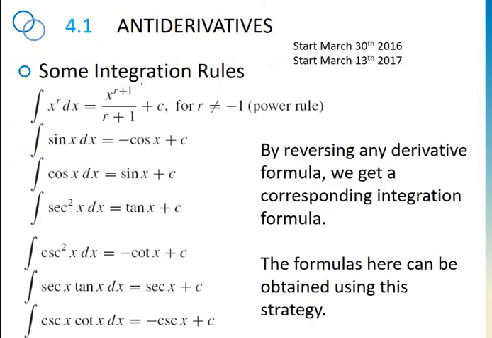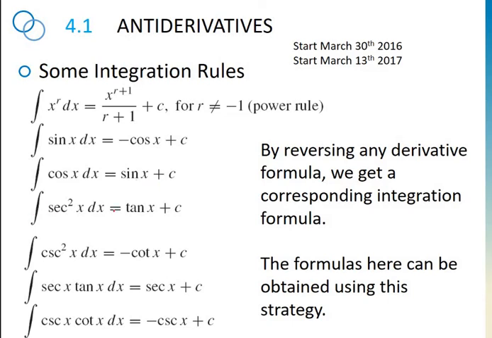Some integration rules. First of all, the first one is telling us that this exponent cannot be -1, because otherwise it will not work. Then we have the integral of sine is negative cosine plus c. The integral of cosine is sine plus c.